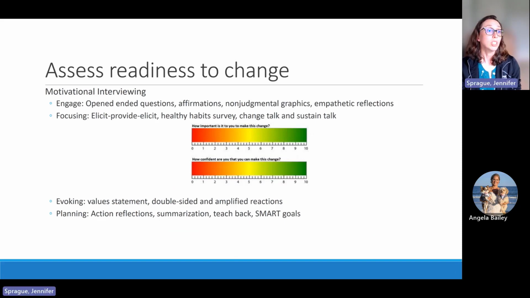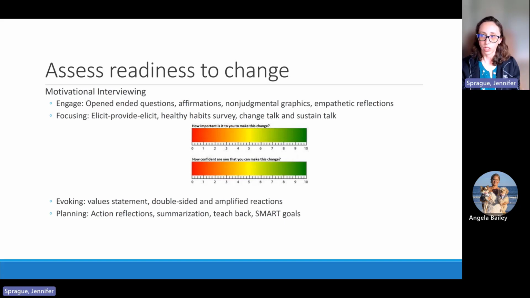Okay, so now we want to begin treating these patients. How do we decide what to do? You have to assess readiness for change, and often motivational interviewing will be used for this. So there are 4 stages. Engage patients by asking open-ended questions, affirmations, non-judgmental graphics, empathetic reflections. Focusing, this lets you provide and then elicit more information. You can help focus what they're interested or think they need most help with using a healthy habits survey. It's sort of like they give themselves a report card on their healthy habits. This is when you use change talk and sustain talk.